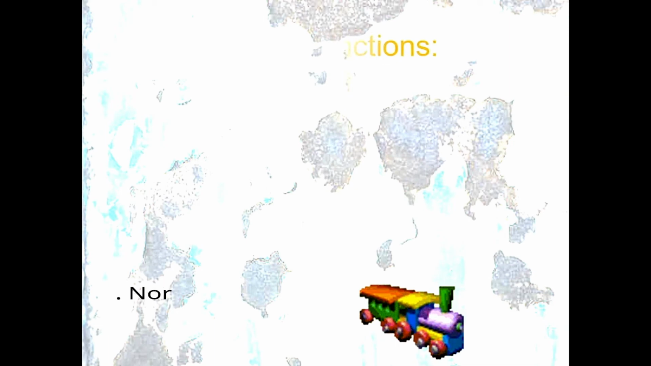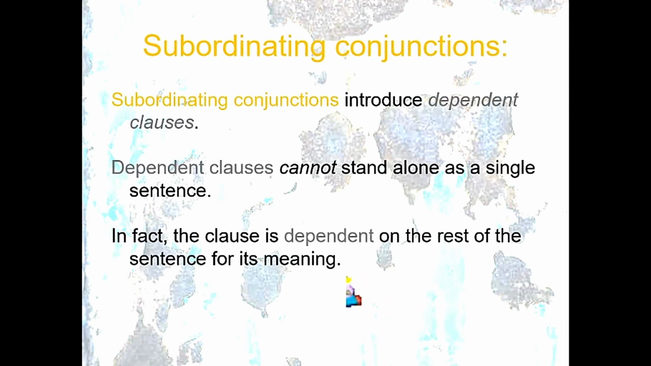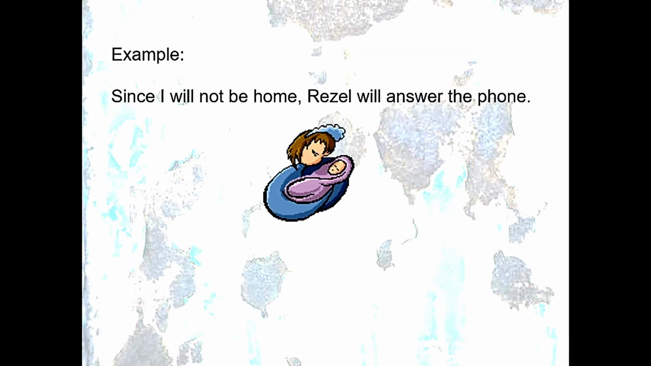Now let's continue with our second type of conjunction, and this is what we call subordinating conjunctions. Subordinating conjunctions introduce dependent clauses. Dependent clauses cannot stand alone as a single sentence. In fact, the clause is dependent on the rest of the sentence for its meaning. What does it mean? Example, since I will not be home, Rizel will answer the phone. Our dependent clause here is since I will not be home, and our subordinating conjunction is since.